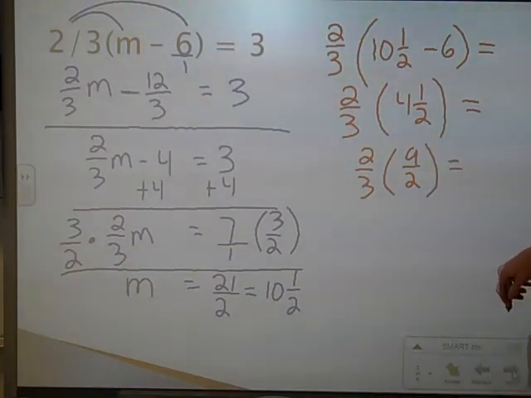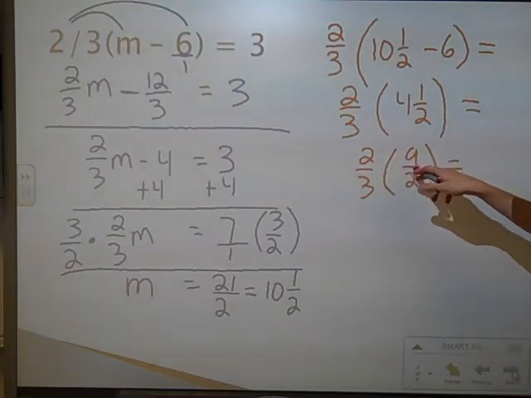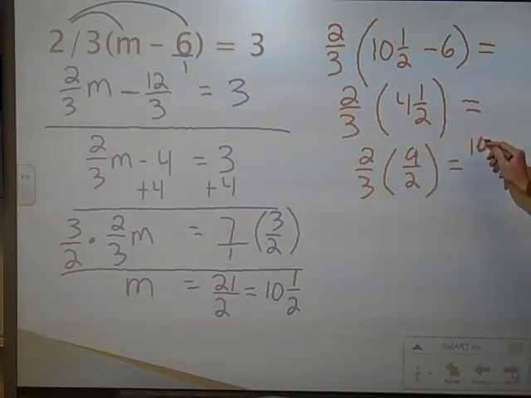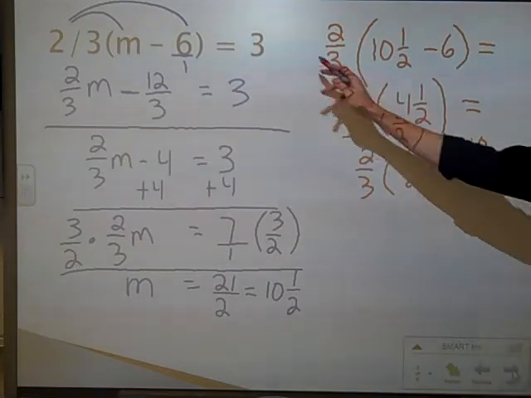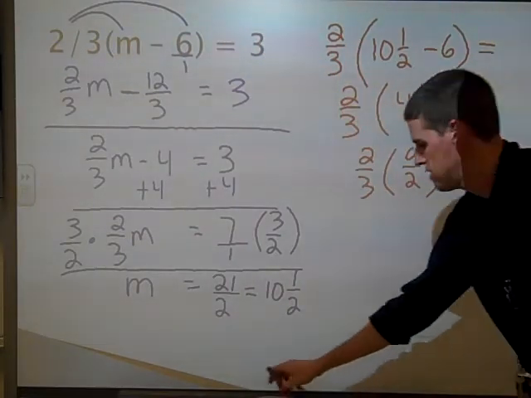Then I can go ahead and multiply across. 2 times 9 is 18. 3 times 2 is 6. And then 6 goes into 18 3 times. 3 matches my 3.